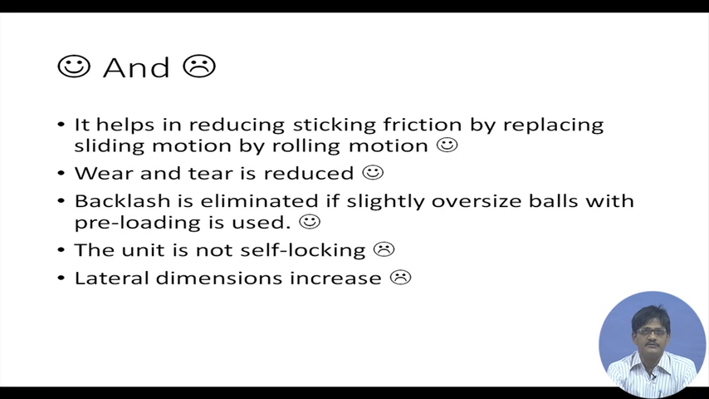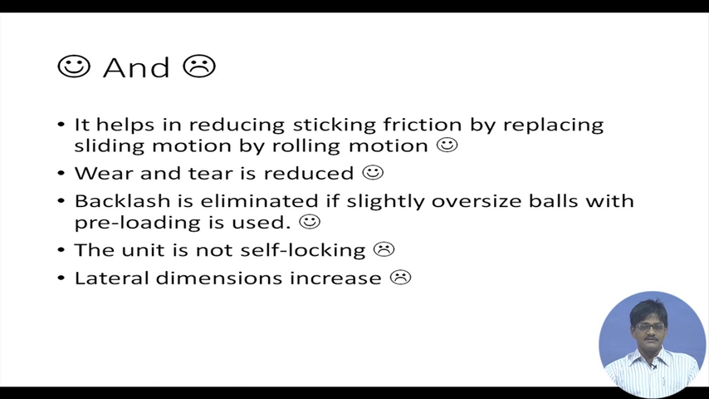So, that jarring motion takes place with a lot of vibration, and it is supposed to be avoided at all costs. This generally takes place at very low speeds, and if sliding friction can be completely avoided by rolling friction, we can do away with sticking friction. So, the recirculating ball screw can avoid sticking friction by bringing in rolling motion instead of sliding. Further, wear and tear is reduced as there is rolling instead of sliding, and backlash is eliminated as we discussed.